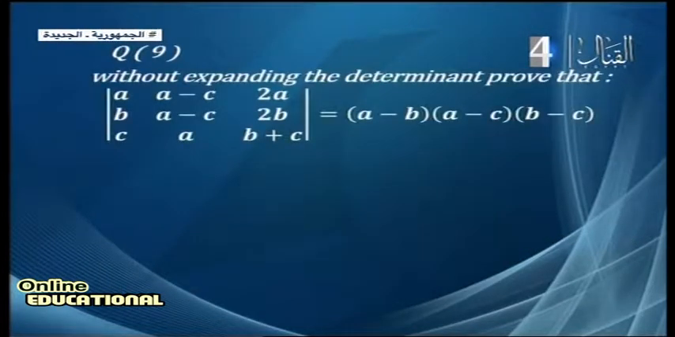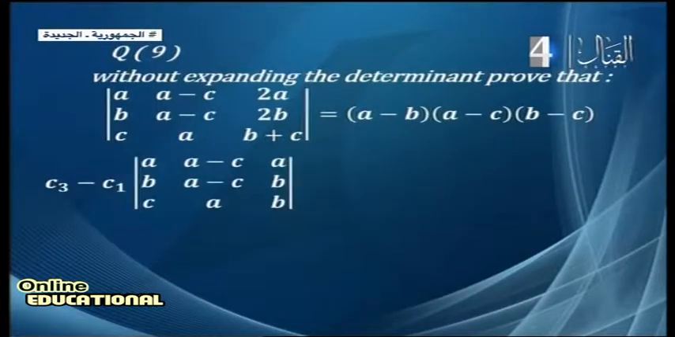Without expanding, prove using determinants that the determinant has 3 rows, 3 columns. First column A, B, C. Second column A minus C, A minus C, A. Third column 2A, 2B, B plus C. It equals the right hand side, A minus B, A minus C, B minus C. Look at, my dear student, the right hand side: A minus B, A minus C, multiply B minus C.